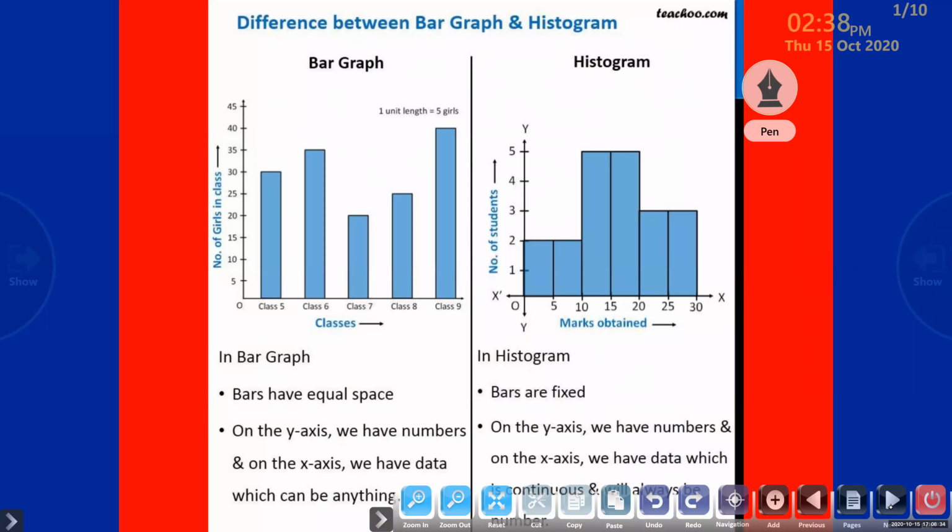Okay, children, I hope you can see this. The difference between a bar graph and a histogram. Can you see both? Yes, ma'am. Okay. So on the left side there is a bar graph and on the right side there is a histogram. Clear, children?